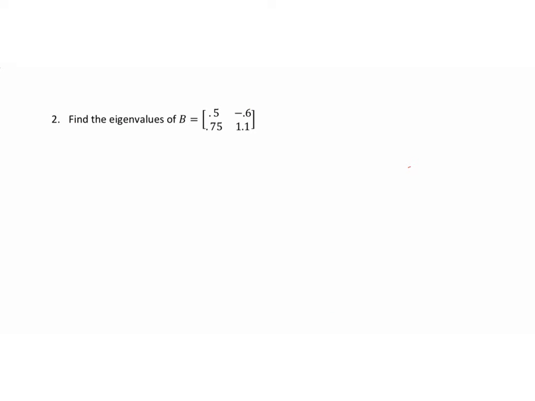With number 2, if we set up our problem, we should have 0.5 minus lambda, -0.6, 0.75, and 1.1 minus lambda equals 0. The answer ends up being 0.8 plus or minus 0.6i. So if you got that, you can skip the explanation, you can skip forward in this video a little bit and move on to the next set of problems.